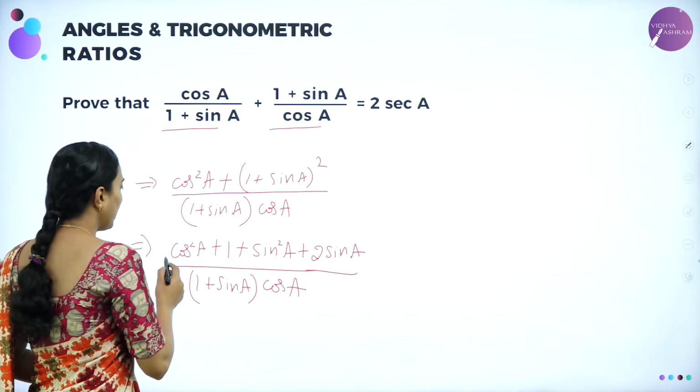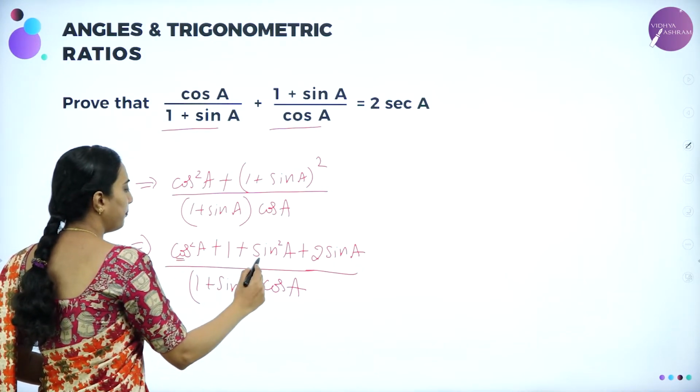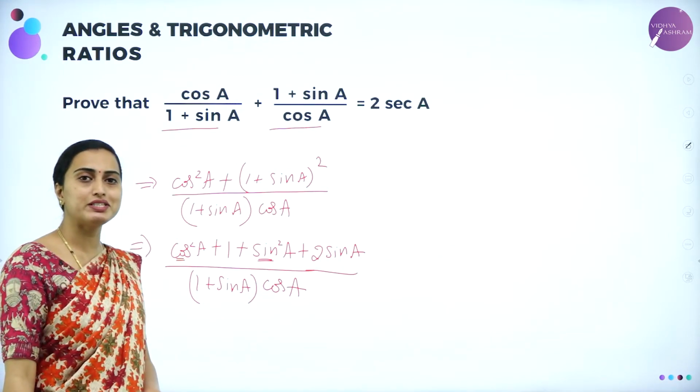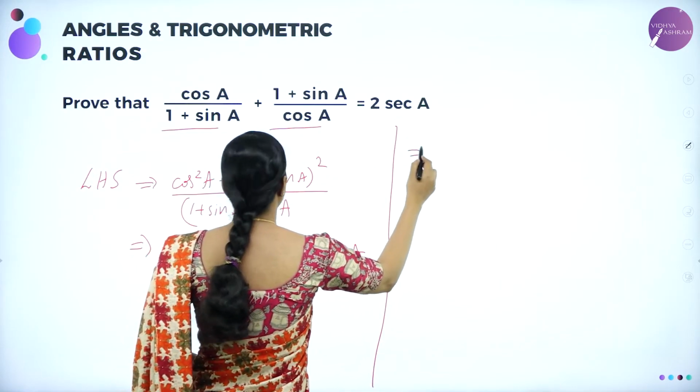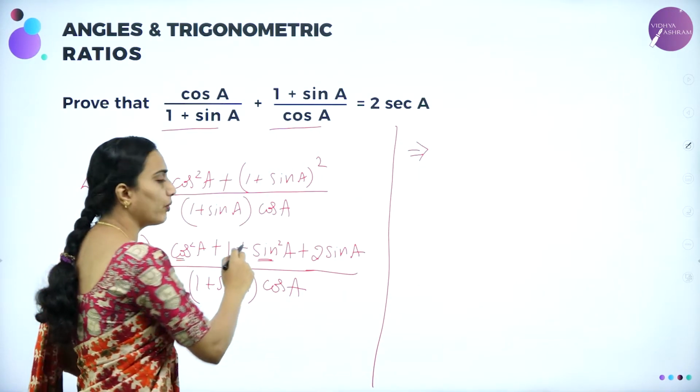Now in the numerator you can observe here cos squared A plus sin squared A. What is cos squared A plus sin squared A? Which is nothing but 1. Therefore, the numerator will become cos squared A plus sin squared A, which is 1.